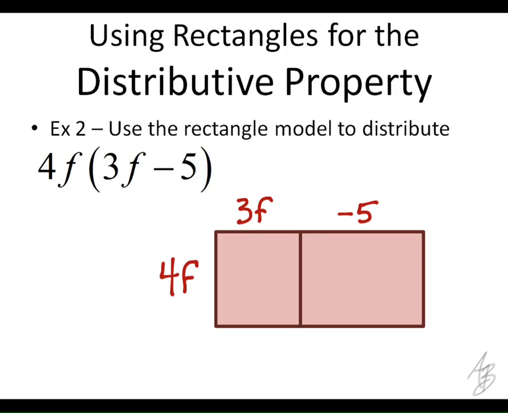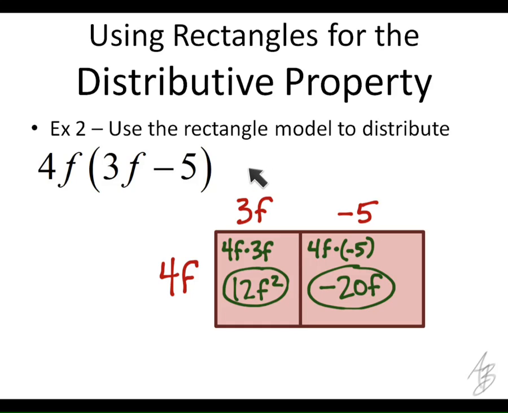All right, so let's go ahead and distribute here by finding the areas. How are we going to find the area of the first one? What two things are we going to multiply together? The 4f times 3f, and then for the second one right here, 4f times, I'm going to put this in parentheses so I don't think that it's subtraction, 4f times -5. And so now I just need to multiply these out. What's 4f times 3f? 12f squared. And what is 4f times -5? -20f.